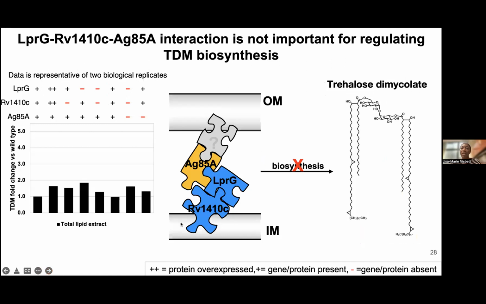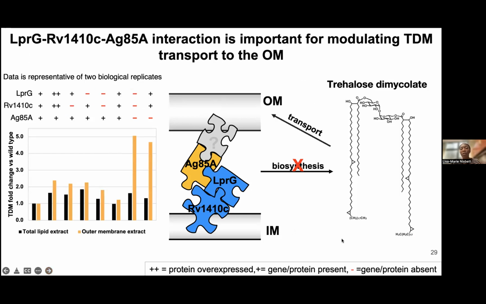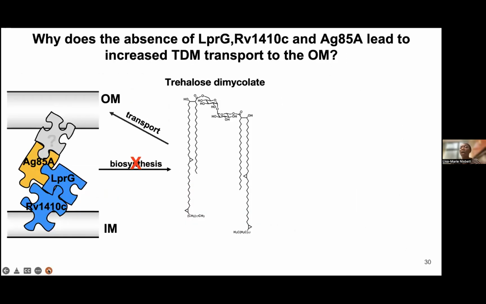So when all of my data is put together, my research findings suggest that the interaction between LPRG, RV1410C, and antigen 85A is not important for regulating the synthesis of trehalose dimycolate, but instead is important for regulating how much trehalose dimycolate gets transported to the outer membrane. These results were a surprising find, however, as one would expect that removal of a transport pathway such as LPRG and RV1410C would lead to decreased export of trehalose dimycolate to the mycobacterial outer membrane.